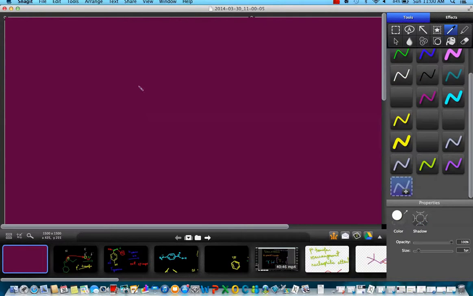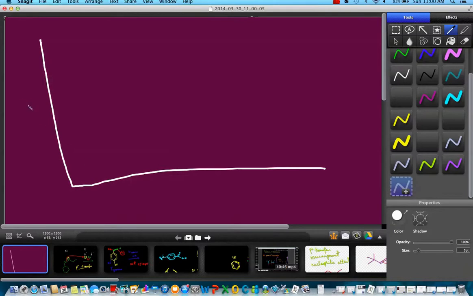So let's consider what the potential energy diagram might look like. So again, we are going to graph free energy as a function of reaction progress, the reaction from beginning to end. So at the beginning of our reaction, we have the energy of our reactants.